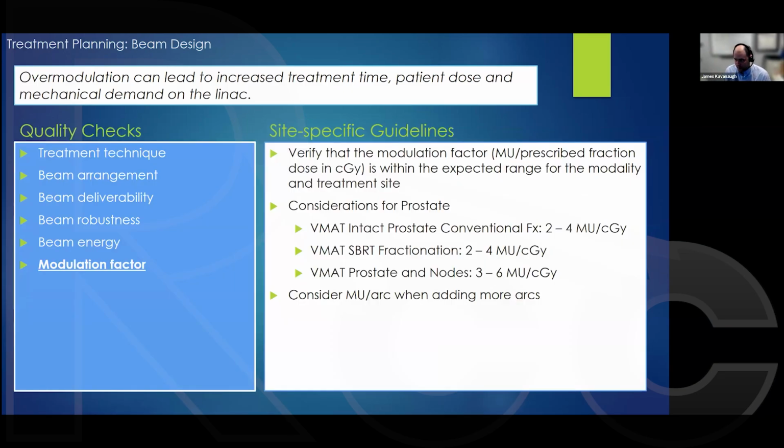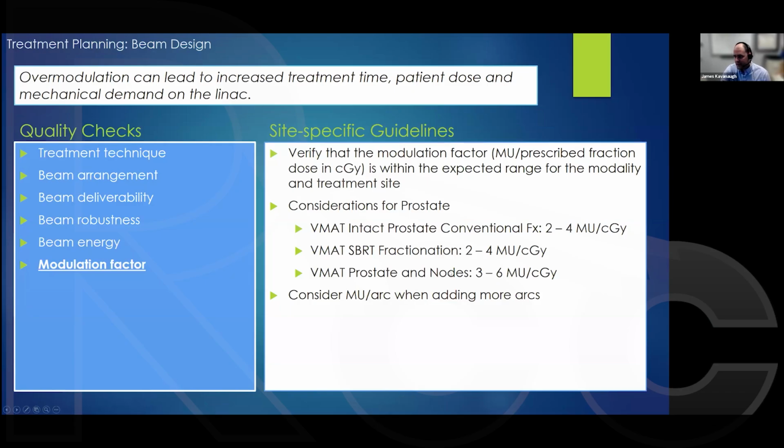Last one, modulation factor. This is largely in the realm of the physicist, and it's a surrogate for, before you do your QA, might we run into a problem if we're overmodulating? So verifying your modulation factor, what is that? That's your MU per prescribed dose per fraction in centigray. For prostate patients, for intact prostate conventional fractionation, you typically see something on the order of 2 to 4 MU per centigray. That's for VMAT. For VMAT SBRT, it's also about 2 to 4.